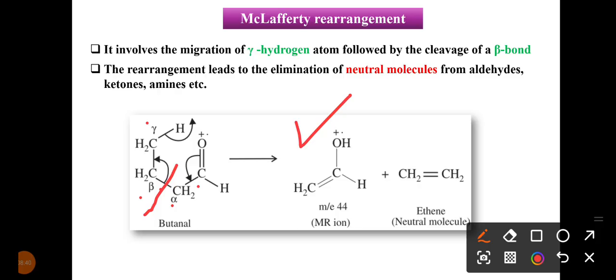So similarly, these two molecules are formed. This is the neutral molecule, CH2 double bond CH2, you can see over here, and this one is our molecular ion, right? I hope this McLafferty rearrangement is clear to you guys. Okay.